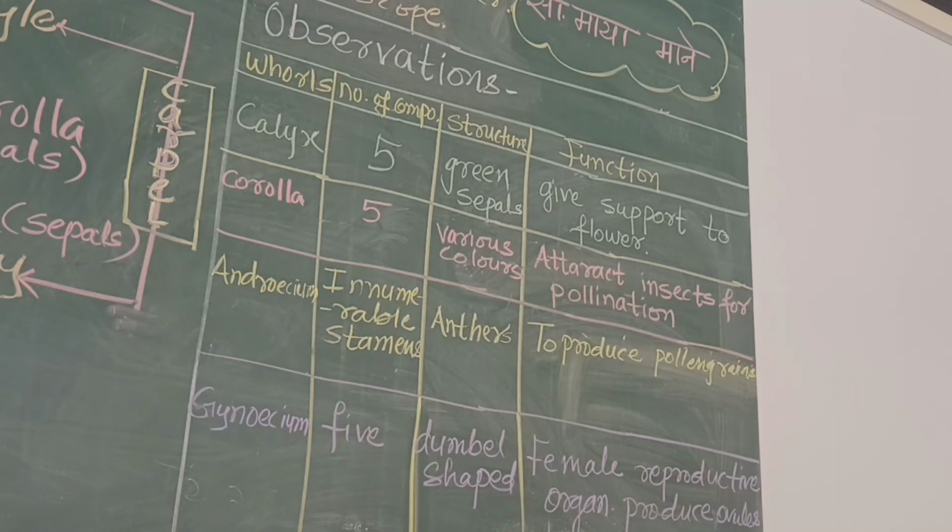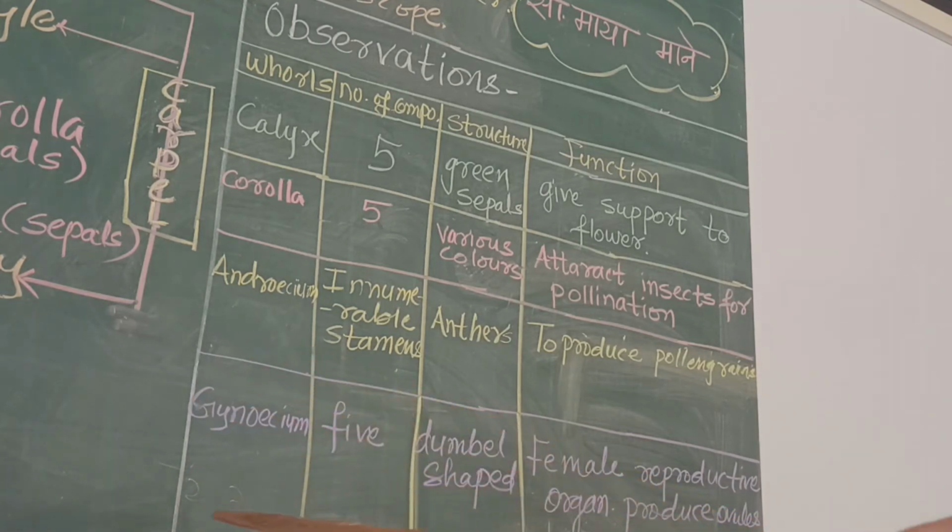First of all, calyx, the outermost part of the flower. It is known as calyx. It is green in color. How many calyx or sepals are there? They are 5 in number. The structure is green in color. What is the function? It gives support to the flower.